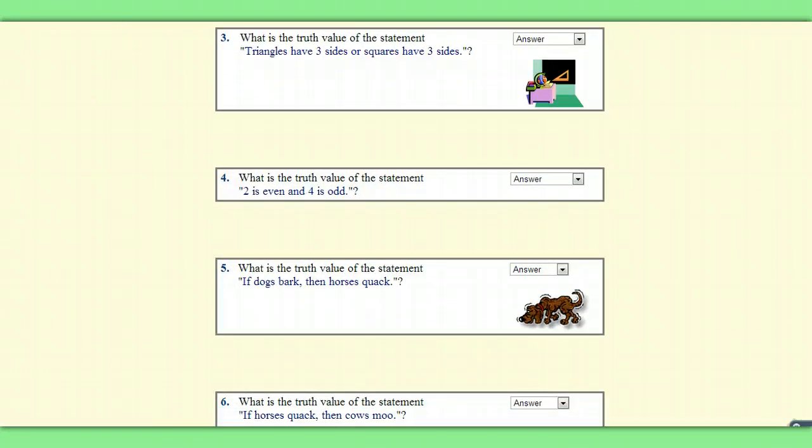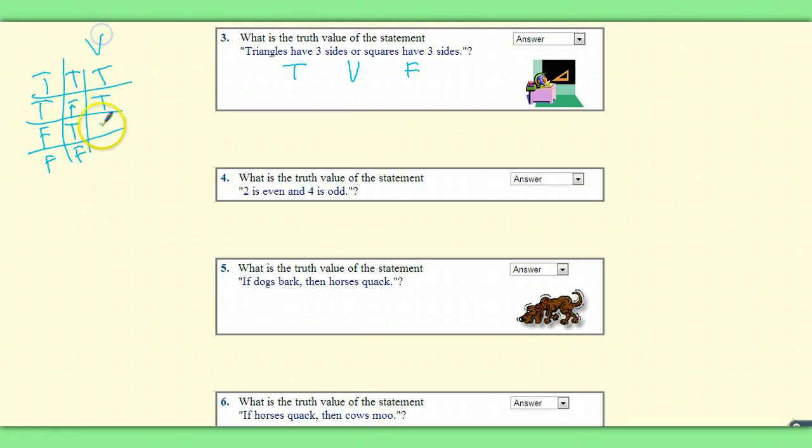Number 3. What is the truth value of the statement: triangles have three sides or squares have three sides? Well, I know it's an or statement, and triangles do have three sides. Squares don't have three sides, so that's false. True or false? If we have a statement, true, true, false, false, and true, false, true, false, and this is our or statement, the only one that can be false is if they're both false.